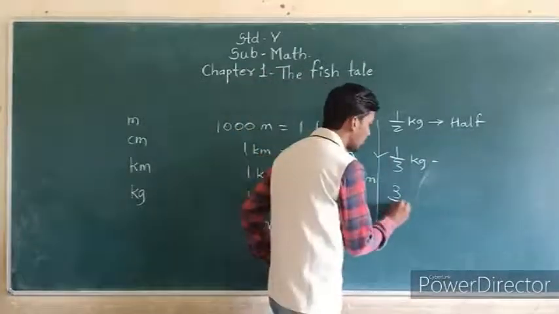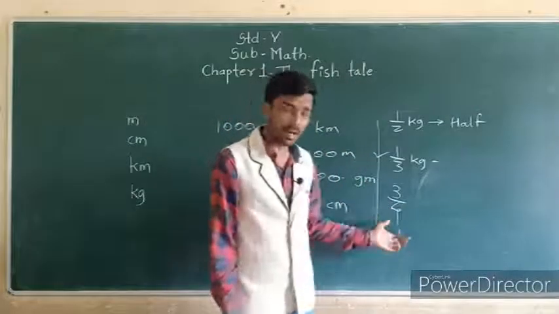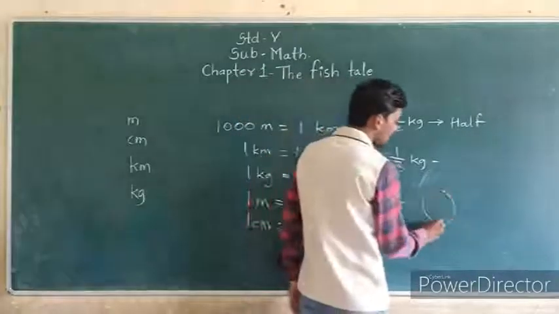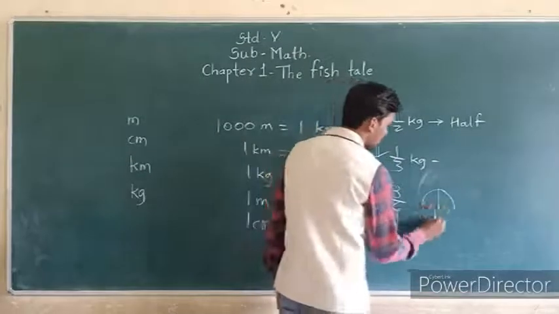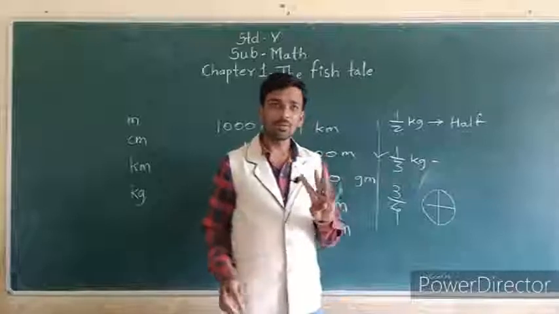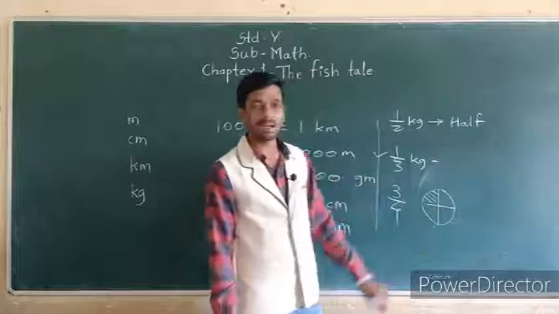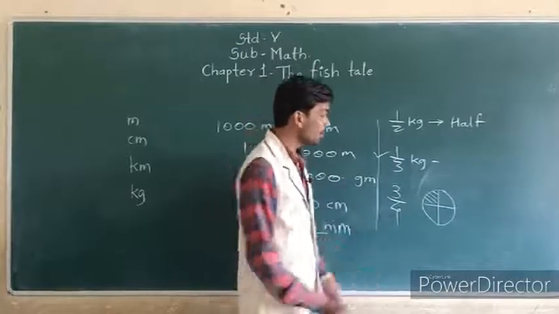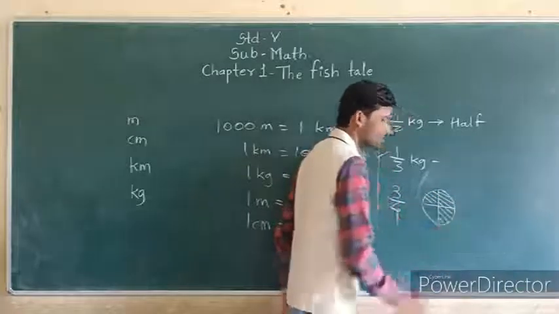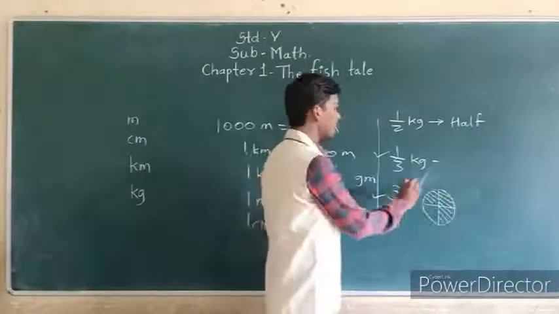Also, 3 upon 4 means what? That is simple. There are 4 equal parts. In that you can take 3. You see, this is one circle. This circle we can divide in 4 equal parts. These are 4 equal parts: 1, 2, 3, 4. And in those 4 equal parts, we take 3 parts. That is called 3 upon 4.